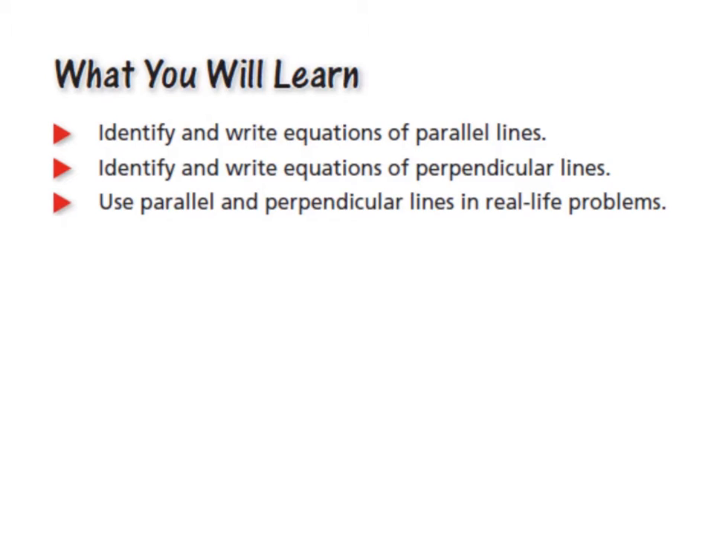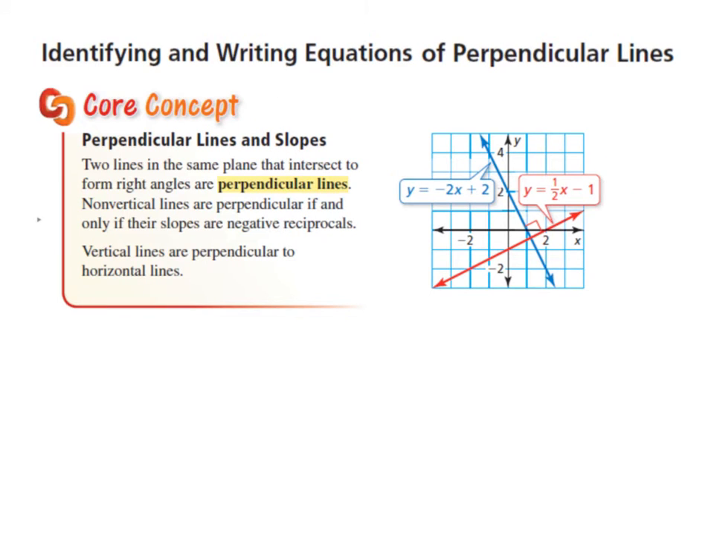Hi everyone, our goal today in this video is to learn how to identify and write equations of perpendicular lines. Earlier we did parallel lines, now we're going to do perpendicular. Perpendicular lines are two lines in the same plane that intersect and form right angles. Those are those 90-degree angles. Those are what perpendicular lines are.